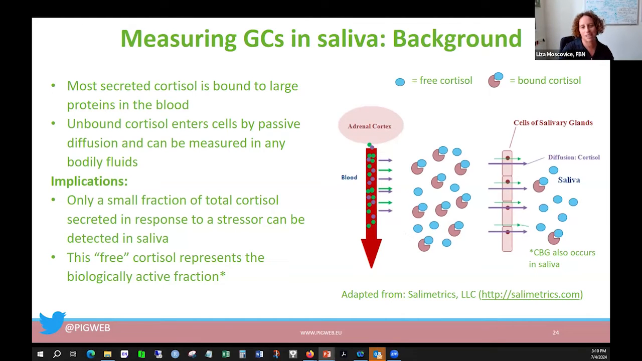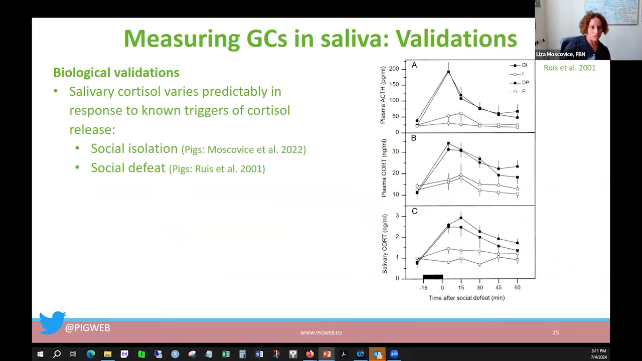This is even more complicated because there is some CBG, some of these binding proteins, in saliva, but in really, really small amounts. So maybe 10% of total salivary cortisol is expected to be bound. So the majority of salivary cortisol is free, whereas the majority of plasma cortisol is bound. This is something important to keep in mind and may influence your decisions about how you're measuring these hormones.